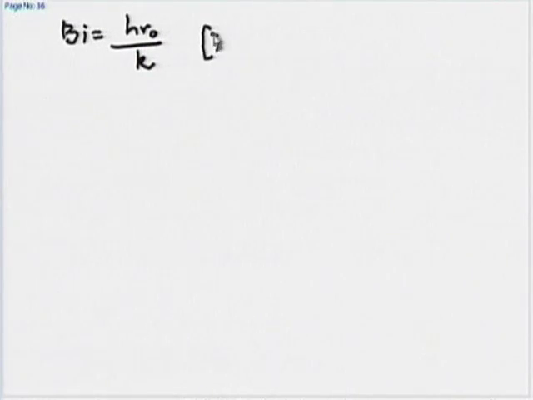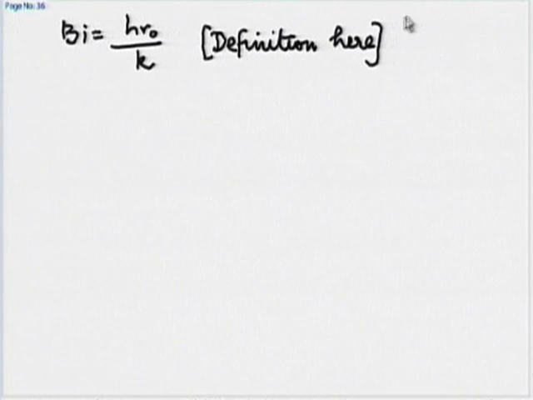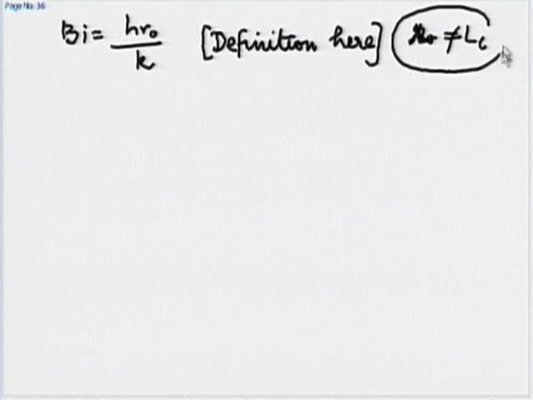Here the Biot number, by definition, when we derived the solution, is taken as h r naught by k for both cylinder and sphere. So, this has to be kept in our mind. We should not again go back and take the characteristic length Lc equal to volume by surface area, no. So, this is a word of caution, we have to be very careful. Why? Because that is how we have defined, that is all. There is no other significant reason.